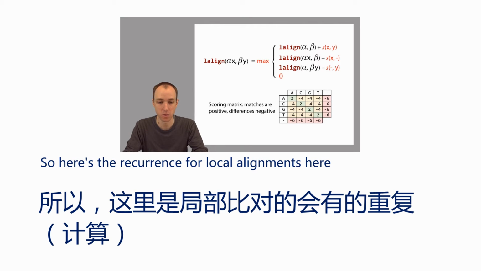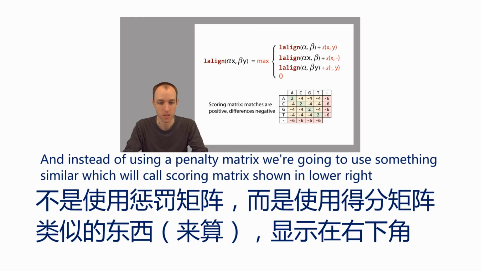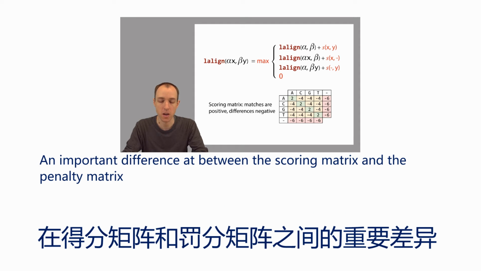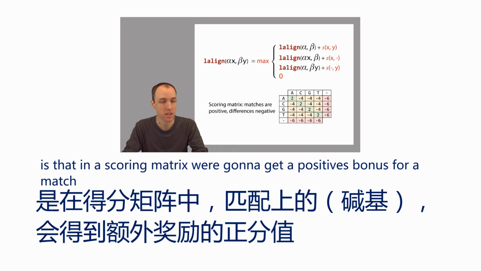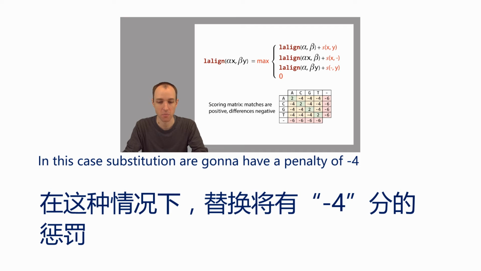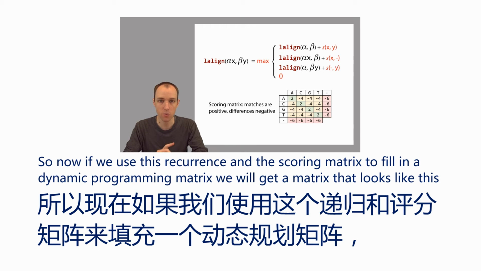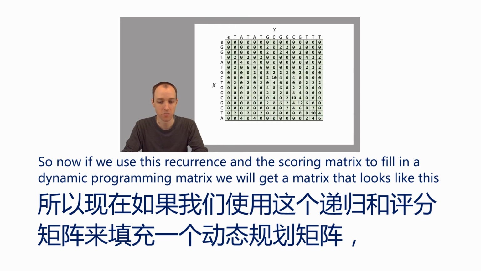So here's the recurrence for local alignment here. The differences between this recurrence and the recurrence we used for global alignment are highlighted here in red. And instead of using a penalty matrix, we're going to use something similar, which we'll call a scoring matrix, which is shown in the lower right. And an important difference between the scoring matrix and the penalty matrix is that in the scoring matrix, we're going to give a positive bonus for a match, and then we're going to give a negative penalty to all the different kinds of differences. So in this case, substitutions are going to have a penalty of -4, and gaps have a penalty of -6.